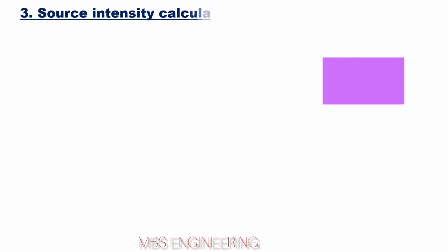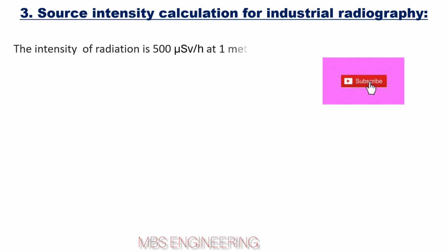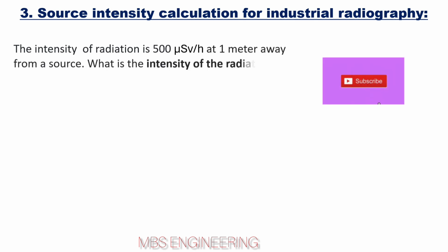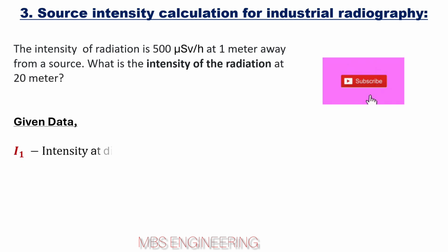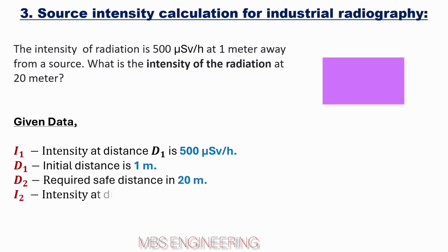Next, we will learn and understand the source intensity calculation for industrial radiography. The intensity of radiation is 500 microsieverts per hour at 1 meter away from a source. What is the intensity of the radiation at 20 meters? Given data. I1, the intensity at distance D1, is 500 microsieverts per hour. D1, the initial distance, is 1 meter. D2, the required safe distance, is 20 meters. I2, the intensity at distance D2, needs to be calculated.